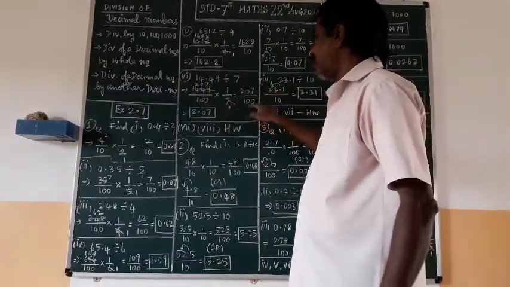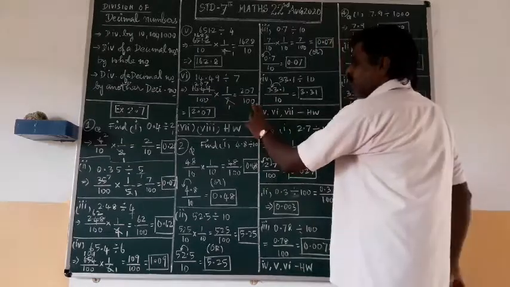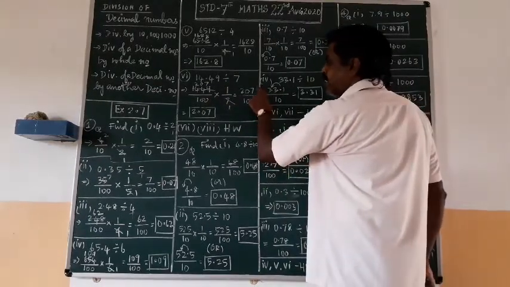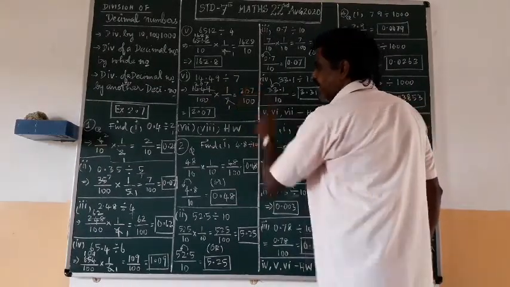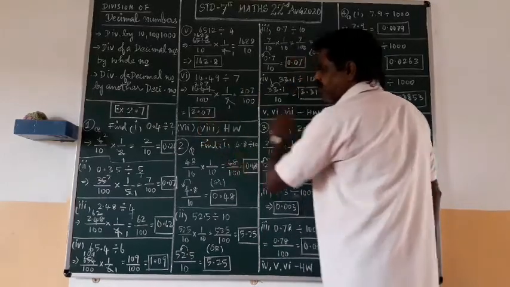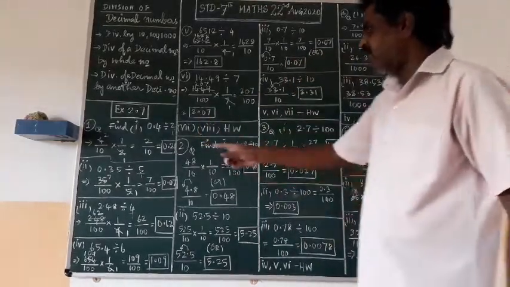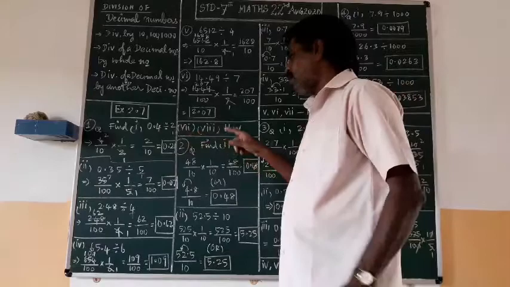Then 100 into 1 upon 100. So 2 zeros are there, 2 decimal you have to move. 1 digit, 2 digit. So point here. So your answer is 2.07. Same way you do 7th problem, 8th problem as homework.